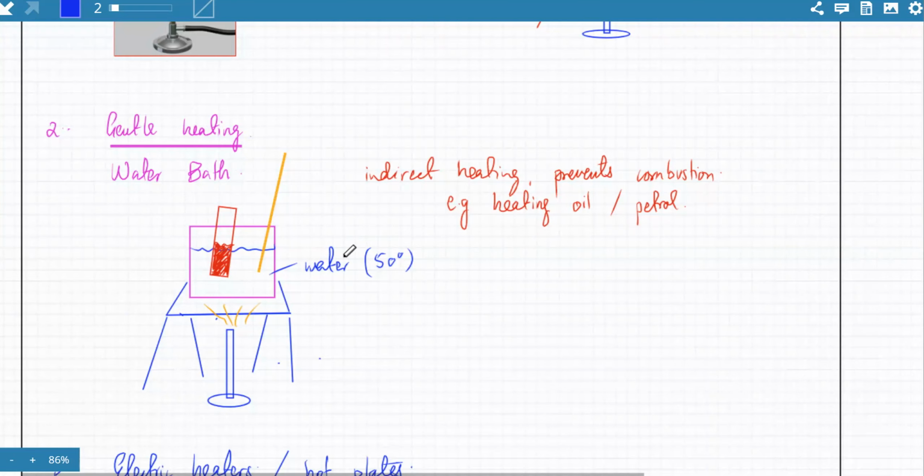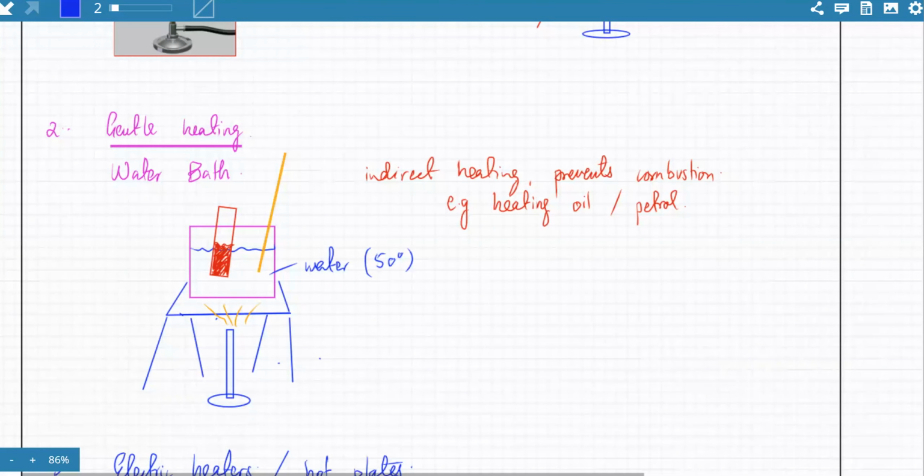Even though the Bunsen burner is 1000 degrees centigrade, the water temperature would not cross 100, and you can maintain that temperature as well, because water, when heated, doesn't lose its temperature very quickly. So if the temperature reaches 50, you turn off the Bunsen burner. For some time it would be maintained at 50, then it would start to slowly drop. You can turn on the Bunsen burner and heat it again. So you can maintain the temperature. It's a method for indirect heating, especially of substances that are combustible. Like if you want to heat petrol to 50 degrees centigrade, you don't want the flames to be near it.